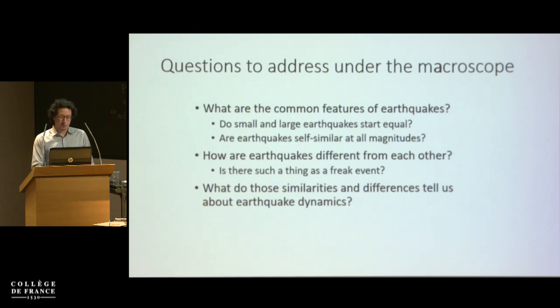There's been debate about this question recently. Are earthquakes self-similar at all magnitudes or not? Self-similarity is a very ingrained concept in earthquake source seismology, and it's pretty well verified statistically for at least small earthquakes, let's say magnitude 5 and below. So what happens to the large ones? Those are the common features, but how are they different from each other? In what sense are they different? Are there really events that are unexpectedly different, freaks? And what do we learn from these differences and similarities? What do we learn about earthquake dynamics and about the physics of fault mechanics?